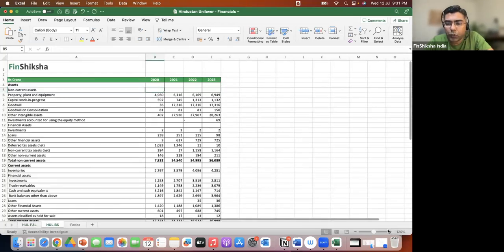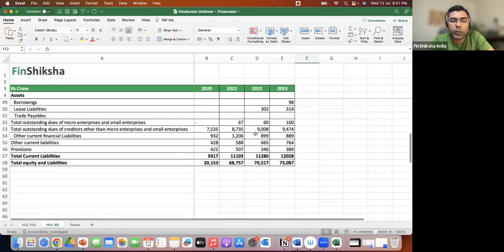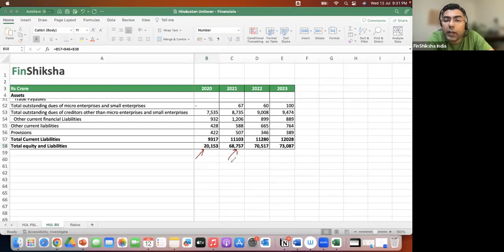On the balance sheet, you will see once again, there's a bunch of data that is there. I would want to point attention towards a couple of interesting things here. Look at their overall balance sheet size, which is total equity and liabilities or total assets in 2020. You will note that this number was effectively close to 20,000 crore, but spiked up dramatically in 2021. This is essentially the acquisition that happened with respect to GSK Consumer Healthcare. We'll talk about that, what really happened, how that happened, and what that changed in the business, right?